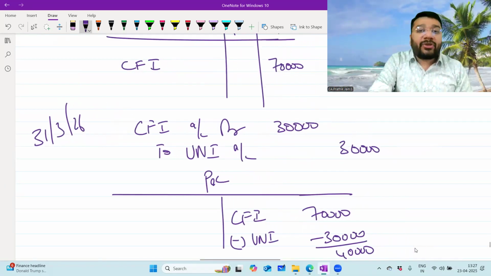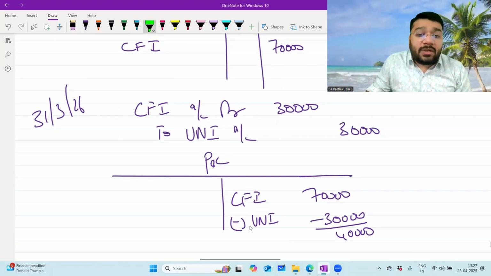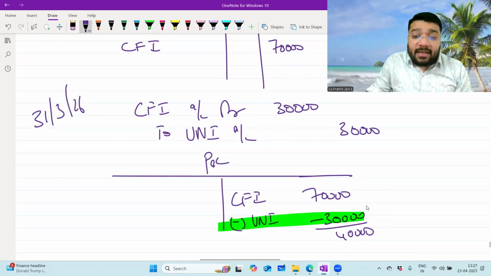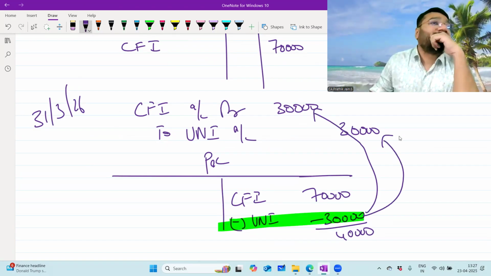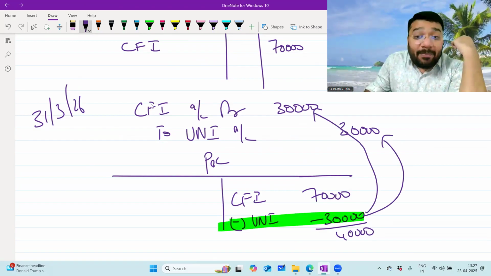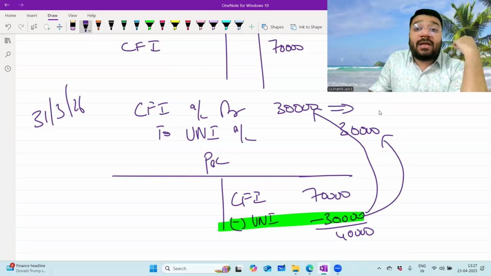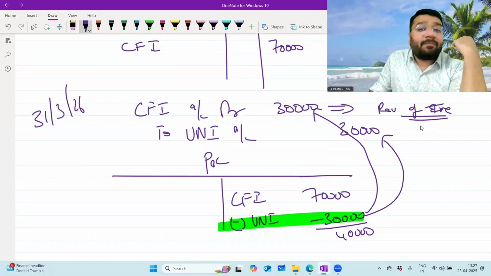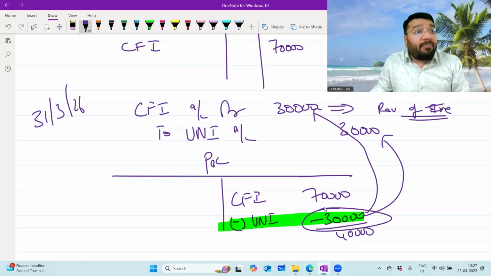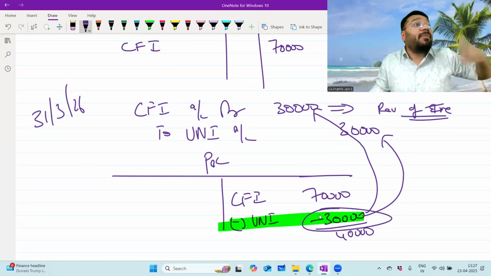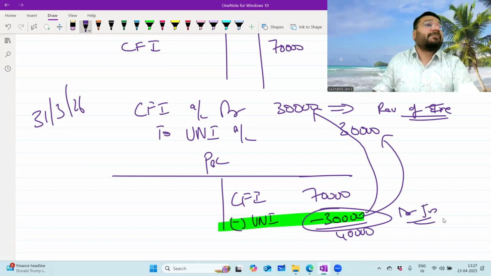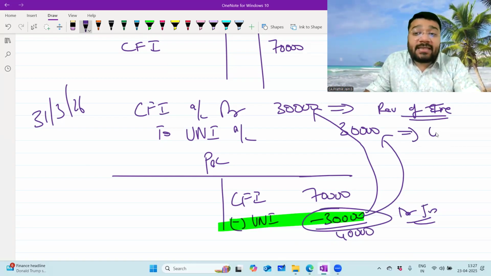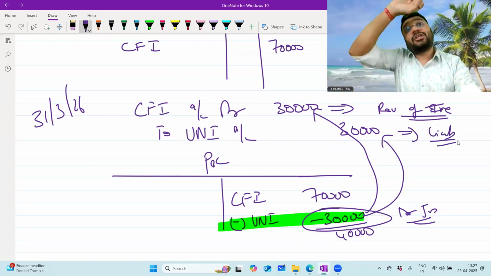Now, my question goes to all of you. This 30,000 that you've subtracted here, is it the debit part of the journal entry or the credit part of the journal entry? Sir, it is the debit part of the journal entry, because the debit part talks about reversal of income. Here, in the income, I have subtracted the extra income. I have reversed my income. So this is the debit part of the journal entry. The credit part of the journal entry is a liability that goes to the balance sheet.